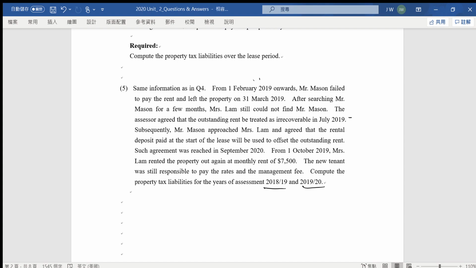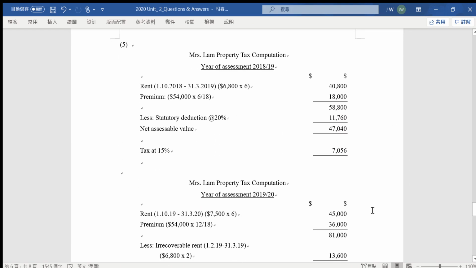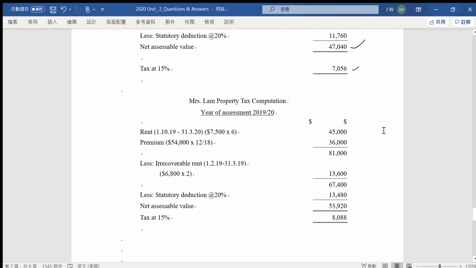Okay, that's why now we will start to compute the tax liabilities for Mrs. Lam. Okay, for the first year, 2018 and 19, in this year, because the rent starts on 1st of October, right, up to the next year, 31st March, that's why in total just 6 months only. And then the premium, we can work out is 6/18, and then we can work out the net assessable value, and tax at 15%. That will be still the same, right? 7,056.